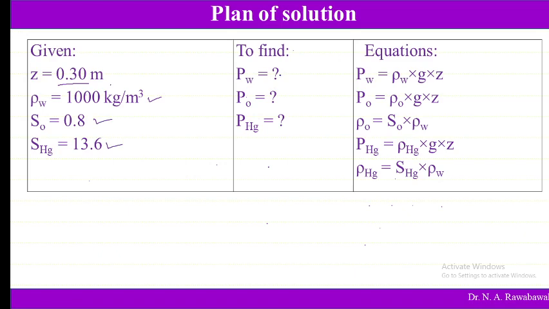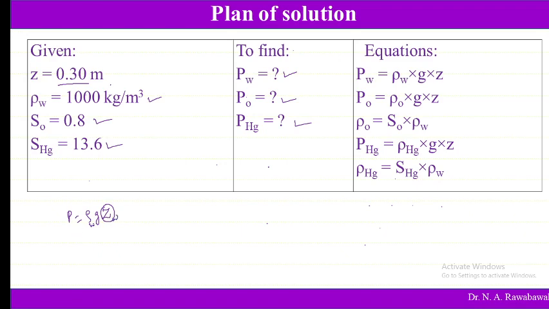So he is asking us to find the pressure intensity due to water, due to oil, and due to mercury. Generally we have the formula P is equal to rho g Z or rho g h. Z is the depth of that liquid, so it can be taken as sometimes Z or sometimes h, whichever term you want to use. When you are using it for water, you have to take the density of water and Z for water.